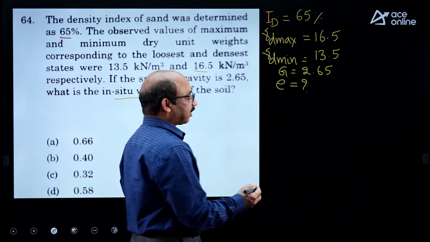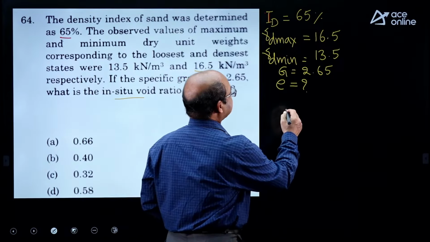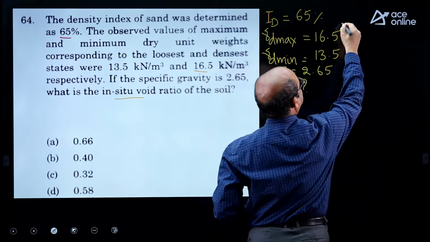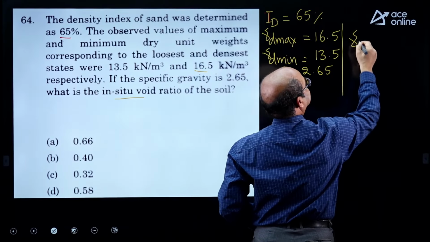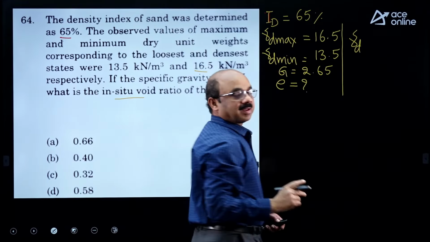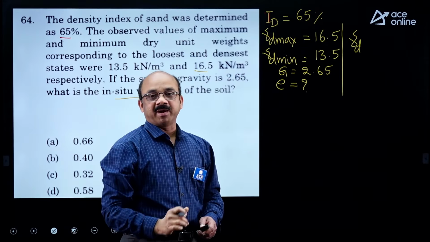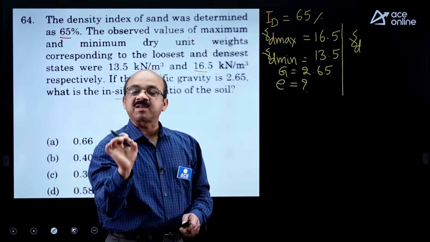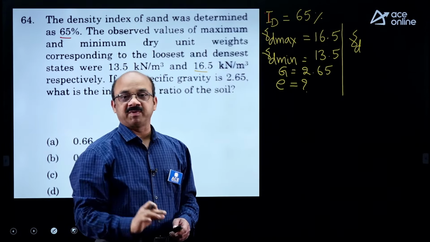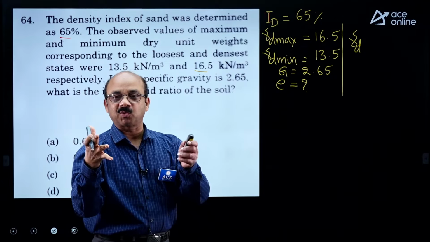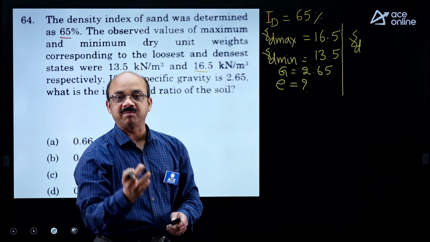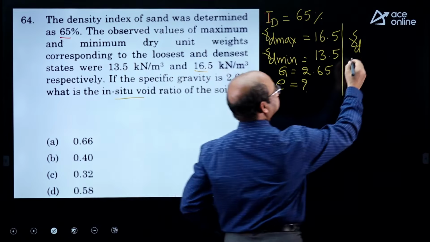Formula. For example, you see this. I want to find the minimum void ratio. Minimum void ratio corresponds to the maximum dry density. If density is maximum, we have the thorough compaction, so the void ratio will be minimum. So the formula will be like this.